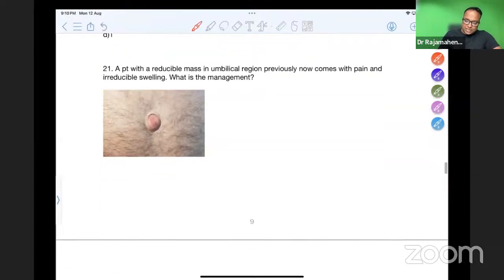Okay. A patient with a reducible mass in the umbilical region previously now comes with pain and irreducible swelling. This is a case of umbilical hernia. So reducible now becomes irreducible, meaning obstructed umbilical hernia.